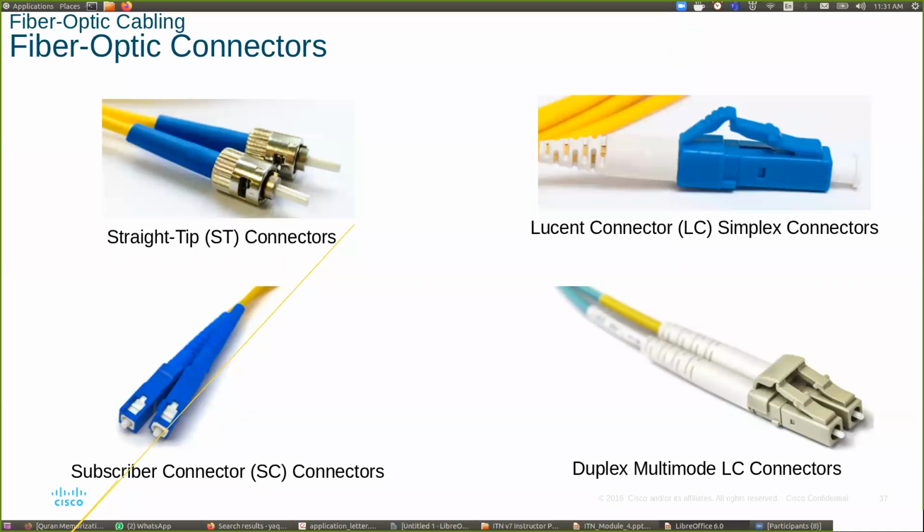Fiber also has different types of connectors, just like copper cable, where we talk about the RJ45 connectors. You can see the straight tip connector and the Lucent connector here, and then you have the duplex multi-mode connector and the subscriber connector. These are the different types of fiber connectors, just like the RJ45 connectors.